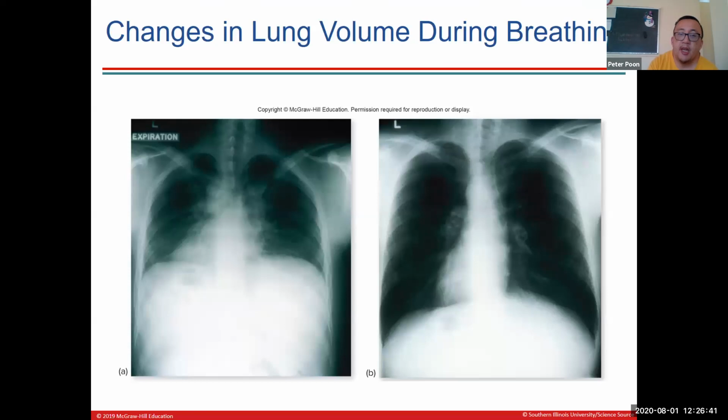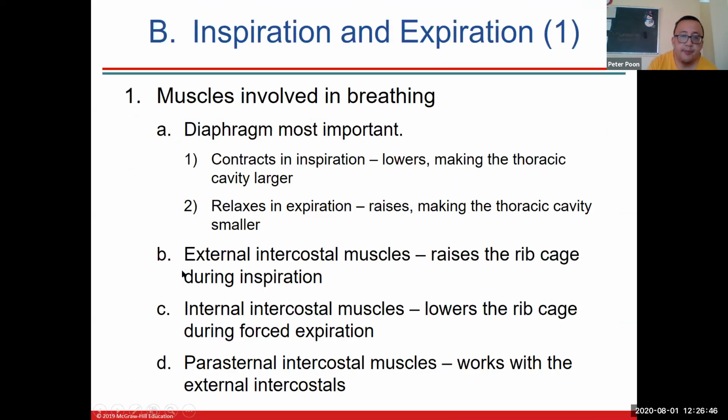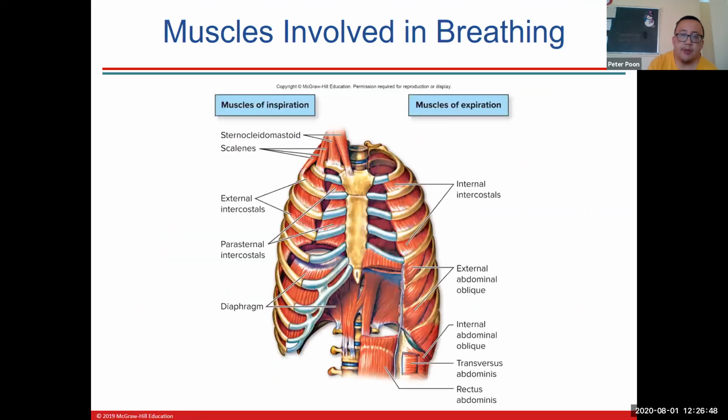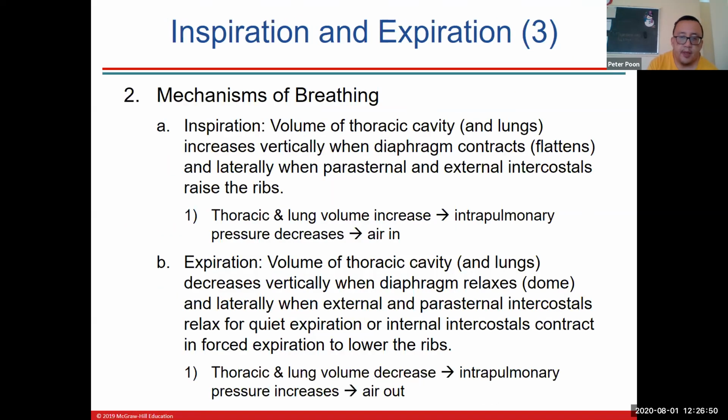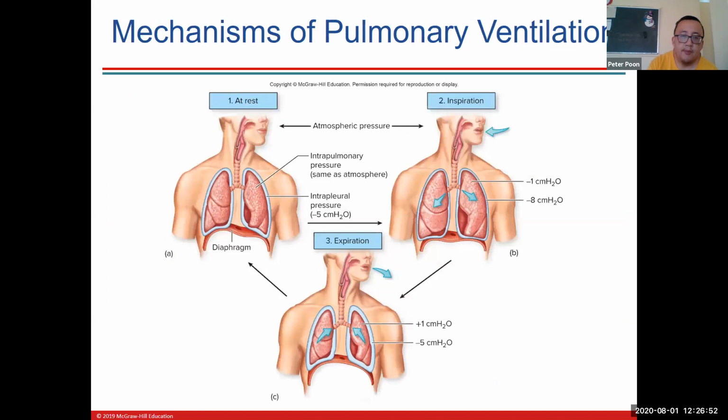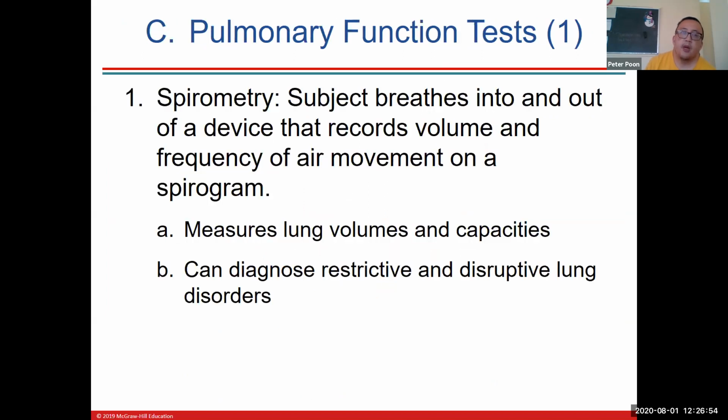Inspiration, expiration. You see the difference in volume between the two lungs. Okay. So split the muscles. Spirometry measures the amount of volume.